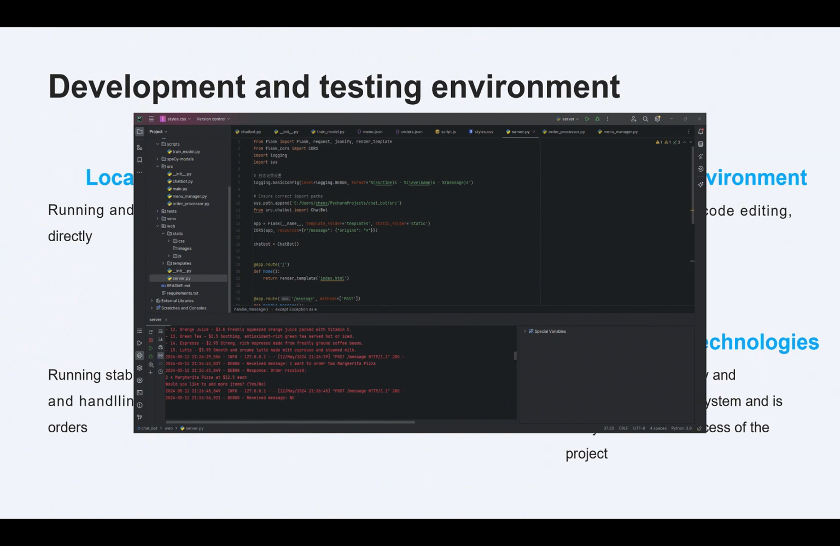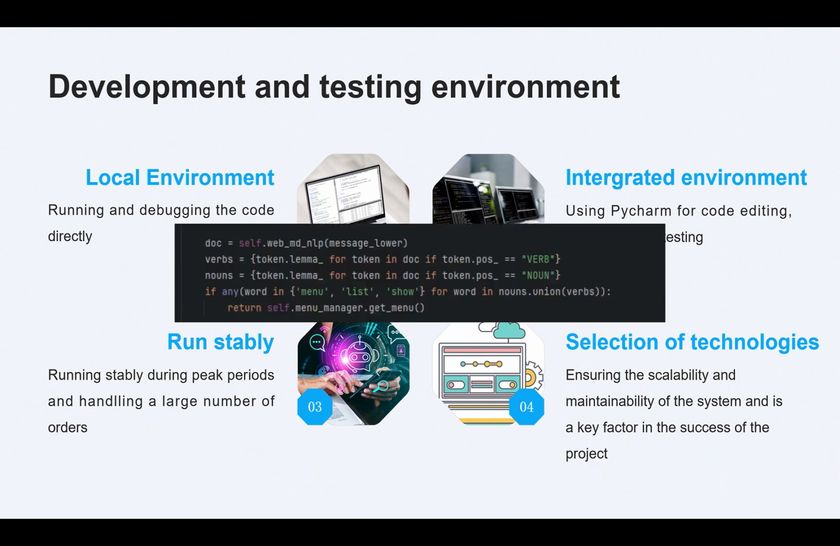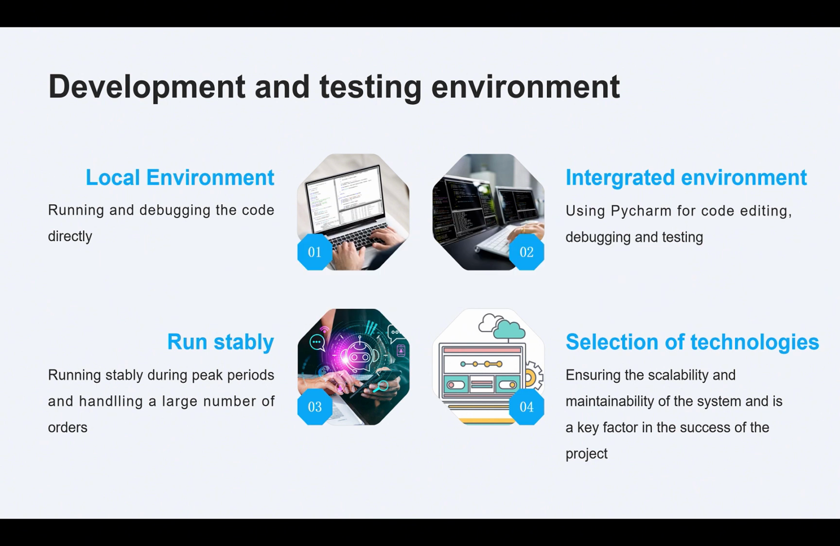Development and testing environment. Since the code is developed locally, we rely on running and debugging the code directly in the local environment. This means that most testing is conducted on the developer's local machine, allowing rapid iteration of product features through real-time code modification and feedback. We use built-in development tools and libraries, and the PyCharm integrated development environment for code editing, debugging, and testing.